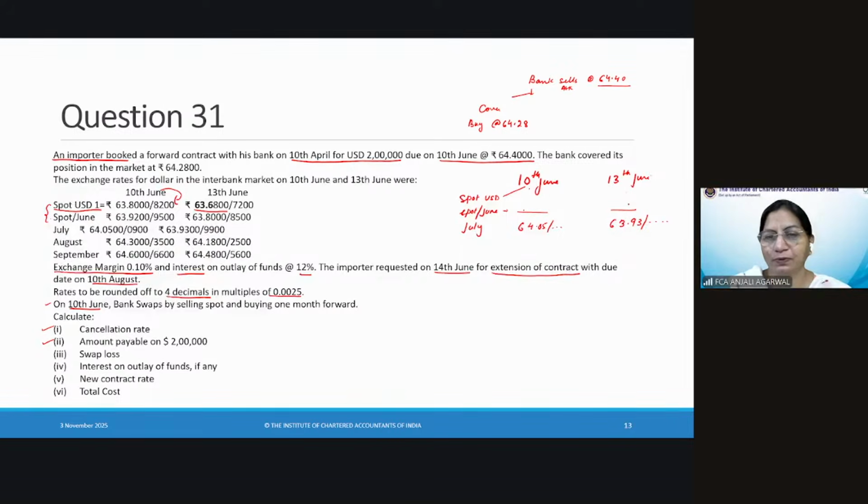Okay, ma'am. Now it's clear. Yeah, due to this table structure, I thought that 10th June and 13th June spot is applicable only for 10th June, 10th July, like that. Like I say, here he will come that I want to get the contract extended, right? On 14th June, he's saying I want to get the contract extended with due date of 10th August. Even if he's saying he wants the due date of 10th August, because he's coming on 14th June, we will apply the August forwards from this date.